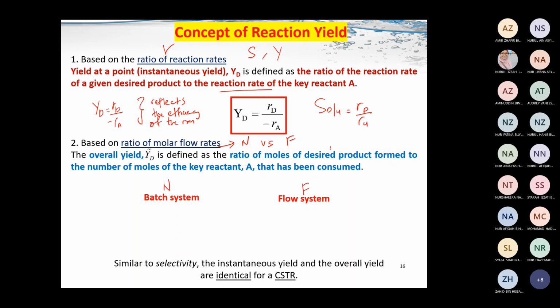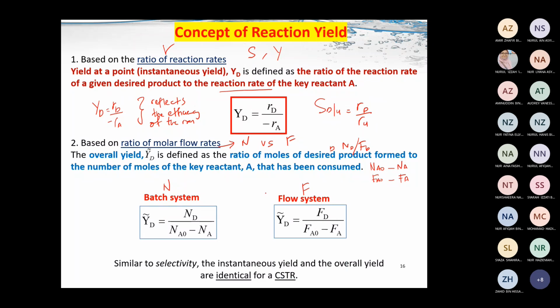Desired adalah D, so dia akan jadi ND ataupun FD, to the number of mole of the key reactant A that has been consumed. Kalau has been consumed means that adalah NA naught minus NA, ataupun FA naught minus FA. Okay, so here you will have this one. Alright, yield of D, and then we have a yield of D in terms of the flow system.